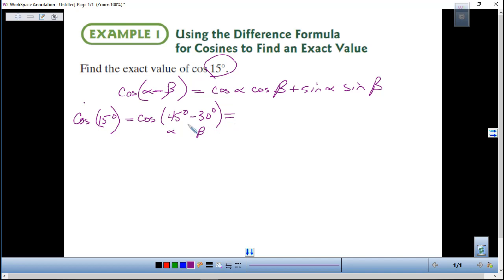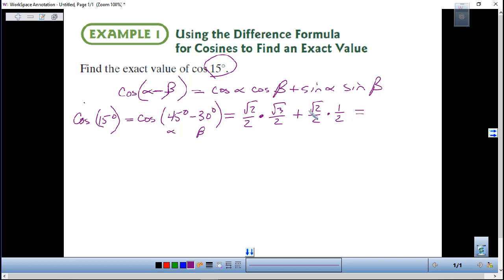So when I do that, what is the cosine of 45? Well, that's the square root of 2 over 2, times the cosine of beta. Well, what's the cosine of 30? That's the square root of 3 over 2. Plus the sine of 45, square root of 2 over 2, times the sine of 30, which is going to be 1/2. So then I'm going to multiply these.